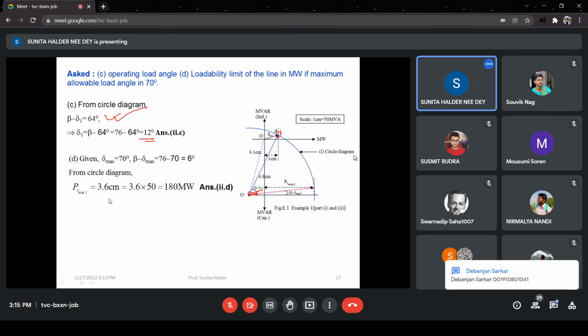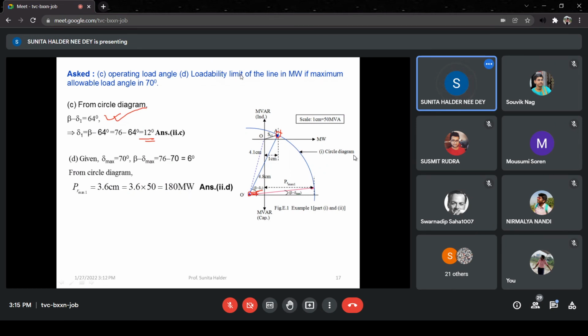Next, given delta max is 70 degree, so beta minus delta max is, sorry, 6 degree. If we draw a radius with 6 degree, then we can get the PR max. So PR max is this much. I think it is asked for PR max. Okay, it is asked for PR max. So this is the PR max, right?